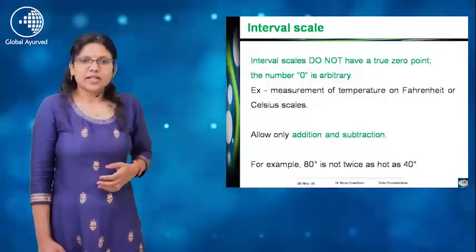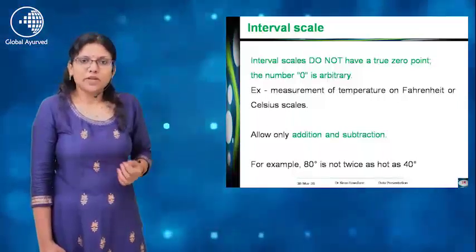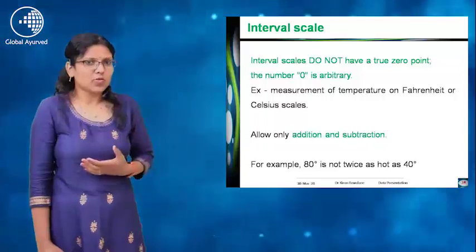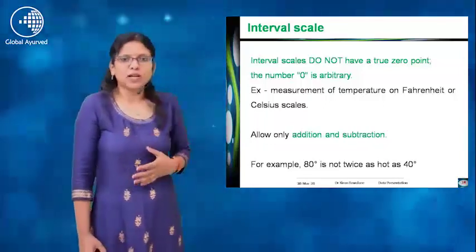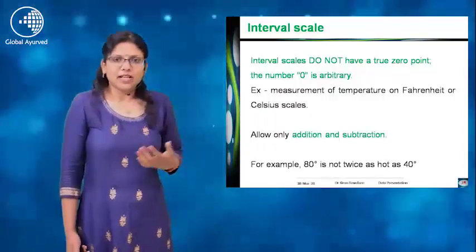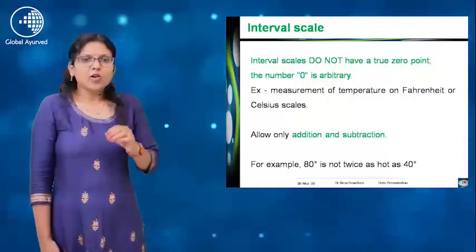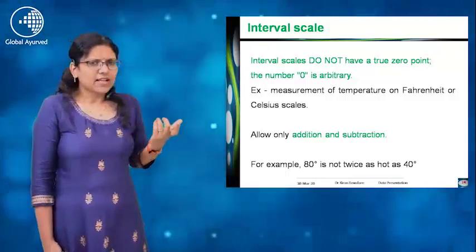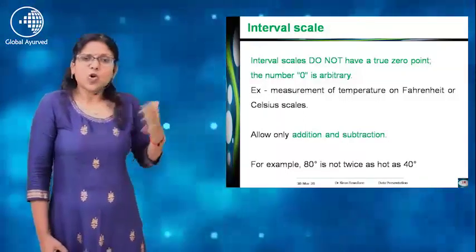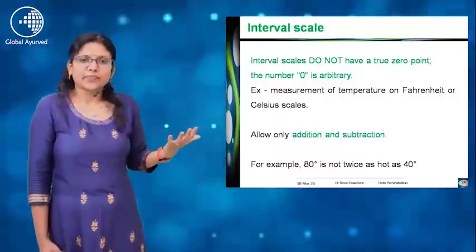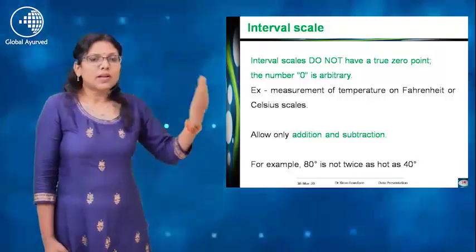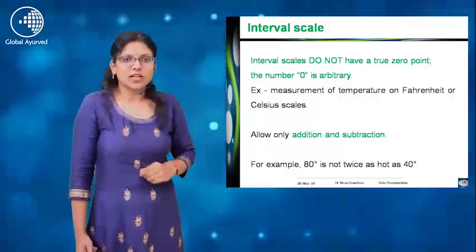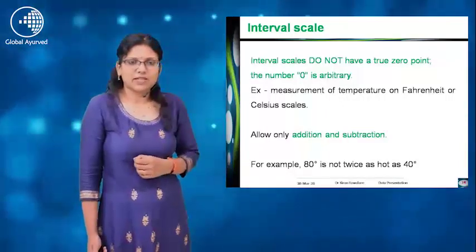For example, we take the measurement of temperature on a Fahrenheit scale or the Celsius scale. जिसे हम regular temperature count करते हैं, that is the best example of the interval scale. Interval scale allows only the addition and the subtraction. Means we can say that, for example, 80 is not twice as hot as 40. 40 से टोटल डबल नहीं होता है. ये हम कौन सा टेम्परेचर काउंटिंग की बात करें. दैट इज द एग्जांपल ऑफ इंटरवल स्केल.